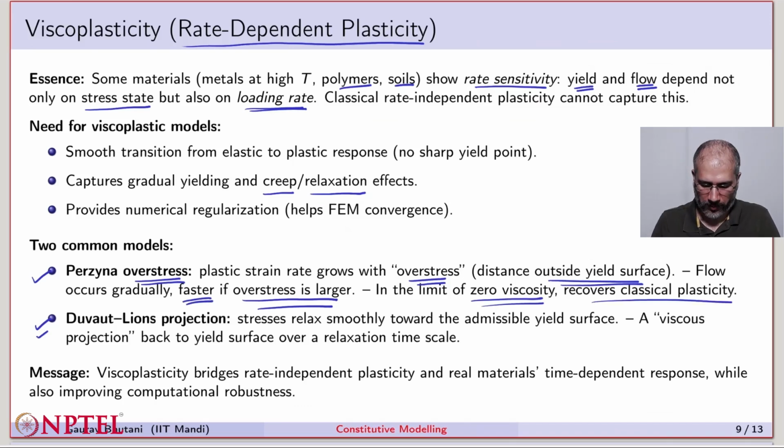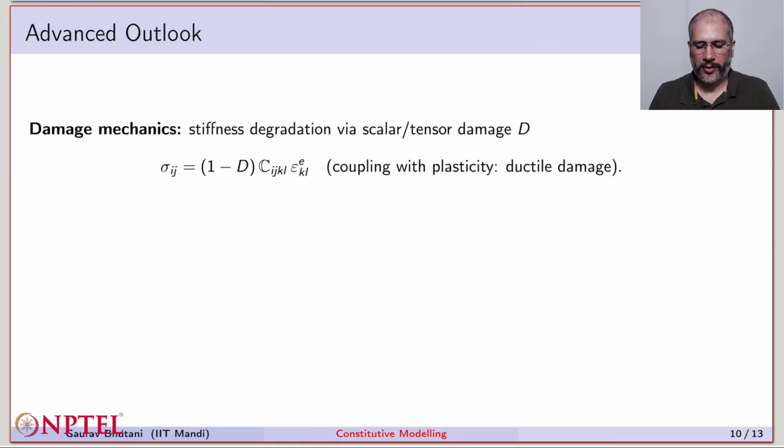And the second approach, what you do is that you still go beyond the admissible yield surface, that is, you apply an overstress, but then what happens is you allow the stress to slowly relax to the yield surface. Now, some advanced ideas such as in damage.